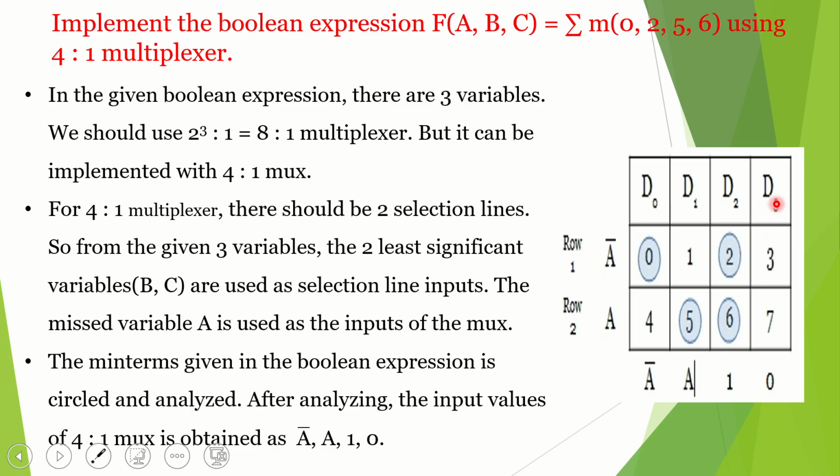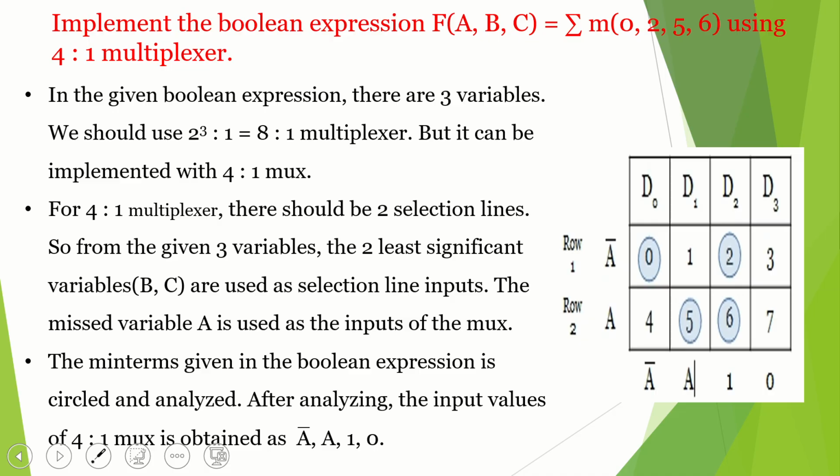Then we have to circle the minterms mentioned from the formula. So 0, 2, 5, 6. Circle the minterms 0, 2, 5, 6. After circling, we have to derive the equation for A.